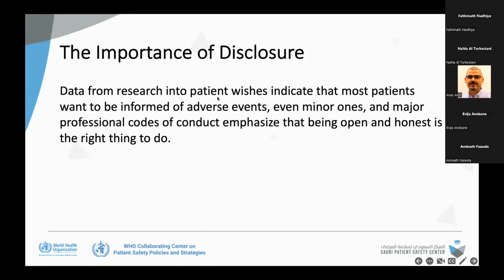So the importance of disclosure. Why is it important? Data from research into patient wishes indicate that most patients want to be informed of adverse events, even minor ones, and major professional codes of conduct emphasize that being open and honest is the right thing to do. So it is important because this is what all patients have the right to know. It is not so that they can raise complaints or lawsuits. No, they need to know and just get it over with. Having open disclosure with patients will increase the possibility of improvements, not the possibility of complaints.